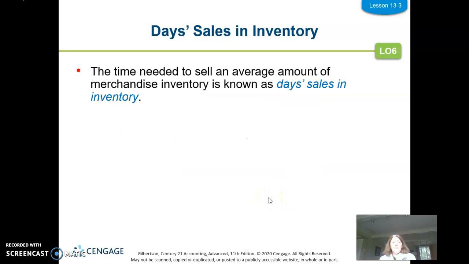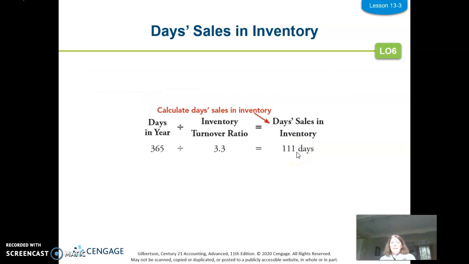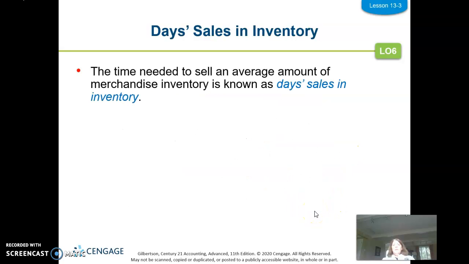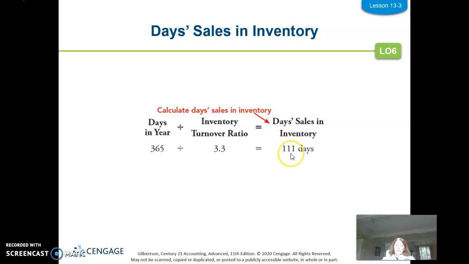The days' sales in inventory is the time needed to sell an average amount of merchandise inventory, so the number of days it's taking to get it sold. So again, we take 365 divided by 3.3, and we get 111 days. So here's what I would include in my notes as it relates to these two things: 3.3 inventory turnover and 111 days.